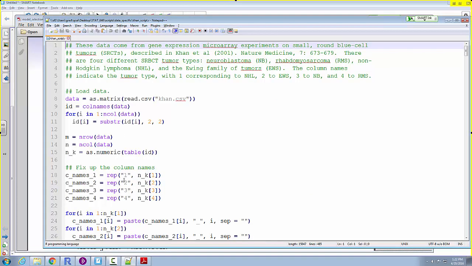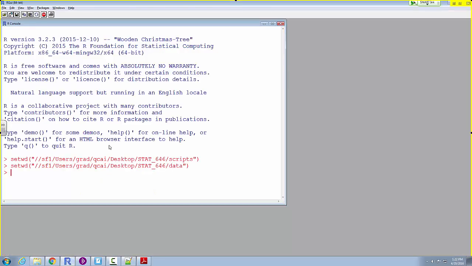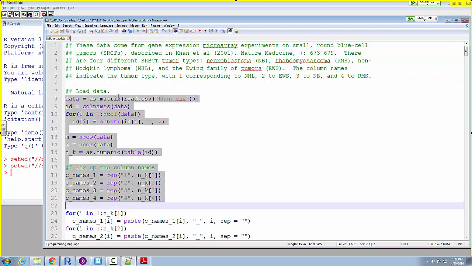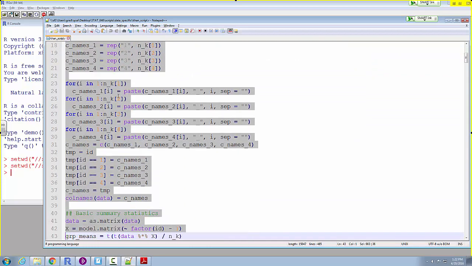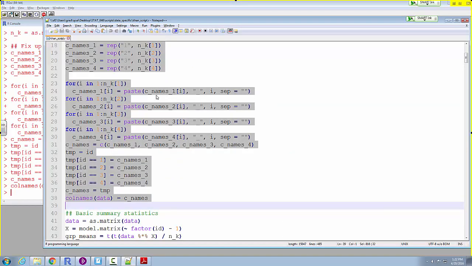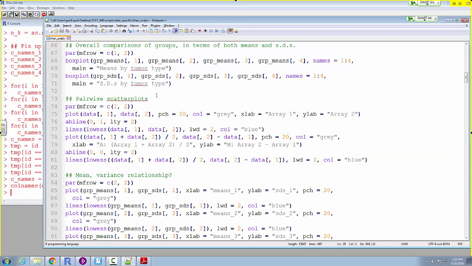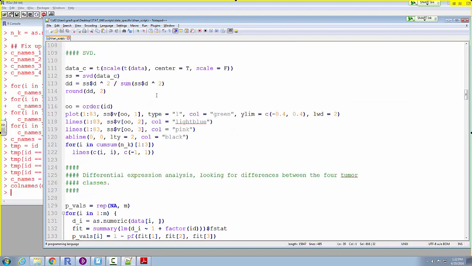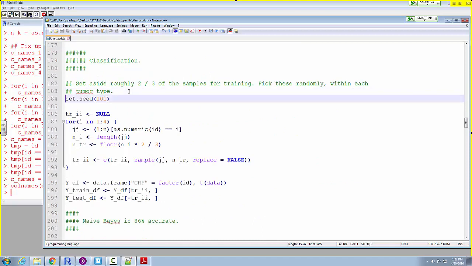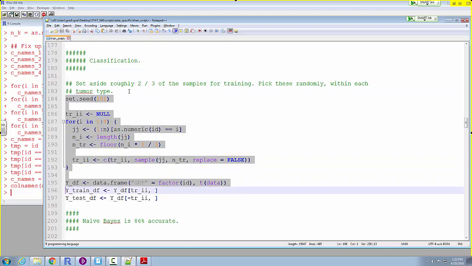The data allow us to see some of this. So, reading in the data, getting it set up. Clustering, differential expression, classification. Okay. So we've done this before. We're going to set aside some for training and the rest for testing. And I'm creating a data frame at the bottom there for each.